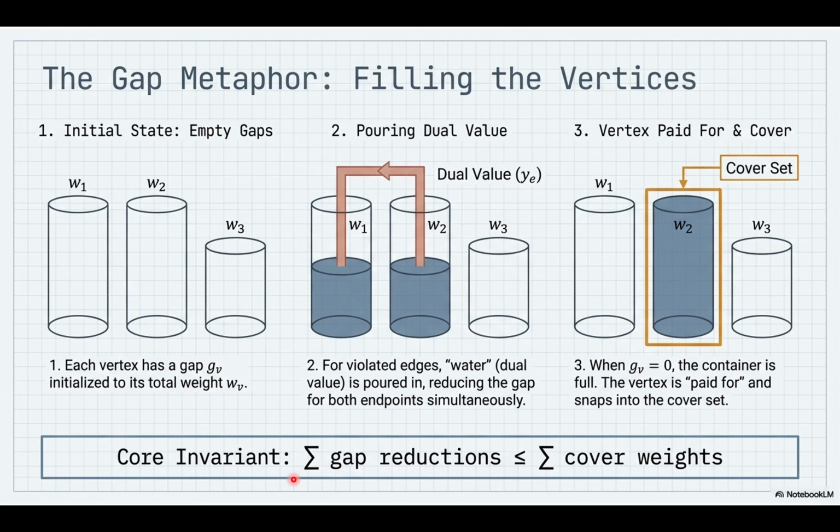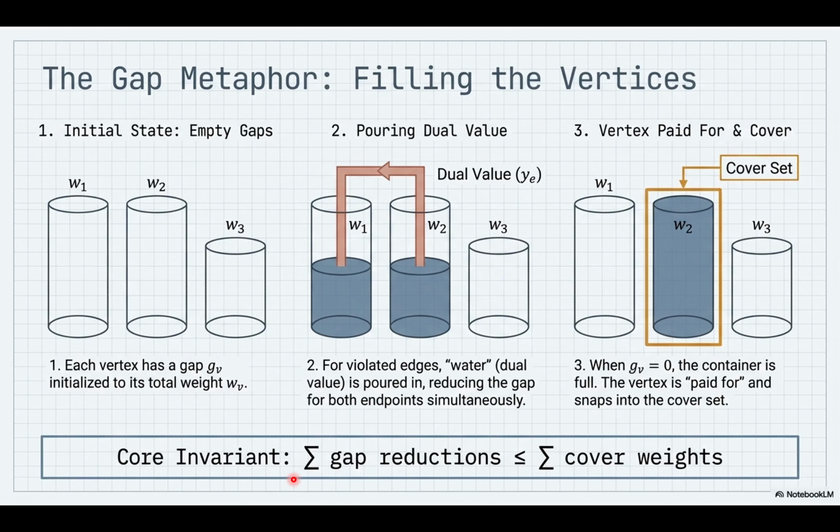So if I'm understanding this, it's almost like two people sitting at a restaurant splitting a bill. Okay, I like where this is going. They're connected by the table, right? Okay. One person has $10 in their wallet, so their gap is 10. The other person has 50. They start tossing money onto the table at the exact same rate, dollar for dollar. Right. And the instant the person with $10 is completely emptied out, their gap hits 0, they are forced to basically pay for that connection. They get pulled into the cover set, and the financial bleeding just stops for both of them.